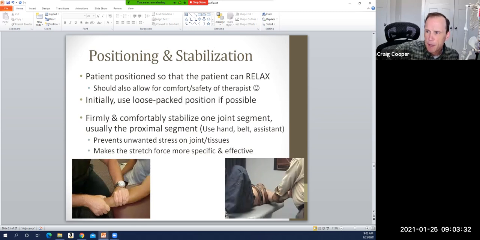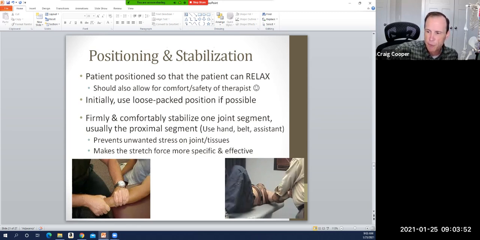Positioning, again, we need that patient to be able to relax. So a lot of times we are going to have the patient be supine or in a very well supported position. And then we have to stabilize the proximal segment typically so that we can then distract and mobilize the distal segment.